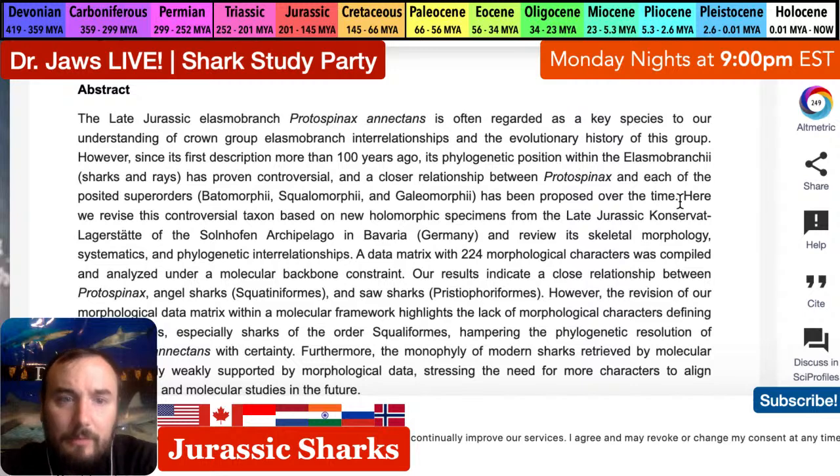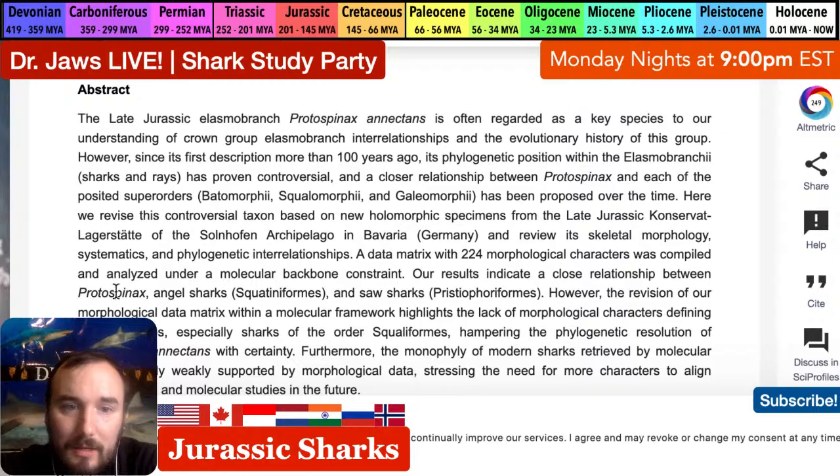Proposed over time. Here we revise a controversial taxon based on new holomorphic specimens from the late Jurassic Konservat-Lagerstätte of the Solnhofen archipelago in Bavaria, Germany, and review its skeletal morphology, systematics, and phylogenetic interrelationships. A data matrix of 224 morphological characters was compiled and analyzed under a molecular backbone constraint. Our results indicate a close relationship between Protospinax, angel sharks, and saw sharks.